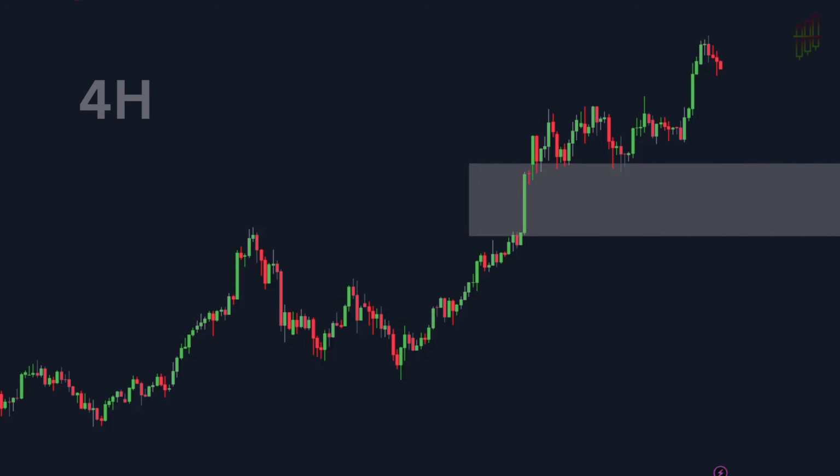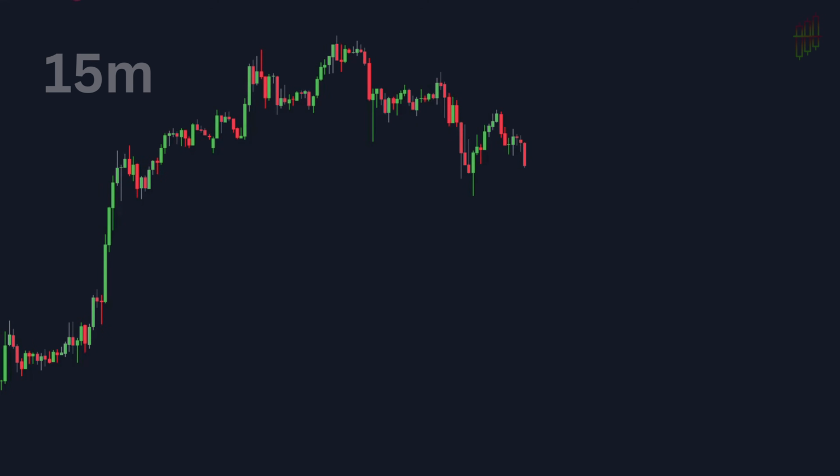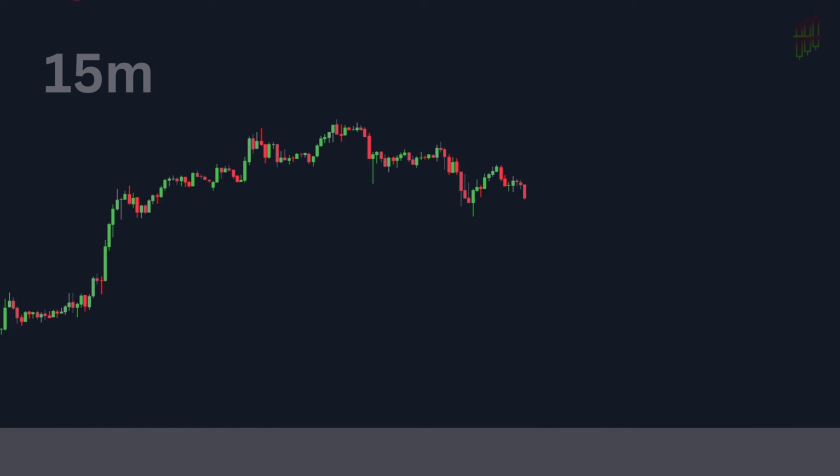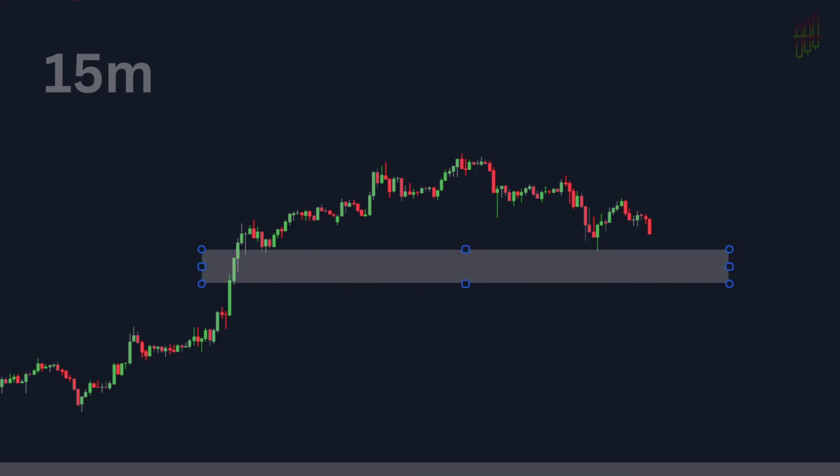Now that the inversion fair value gap has formed and the market has clearly revealed where institutional orders are being reloaded, it's finally time to execute the trade with precision. Your entry is simple and mechanical. Place a limit order at the midpoint of the newly created inversion fair value gap, allowing price to pull back and tap into the zone where smart money previously entered. This ensures you are buying where buyers stepped in or selling where sellers showed dominance, rather than chasing price after it moves.